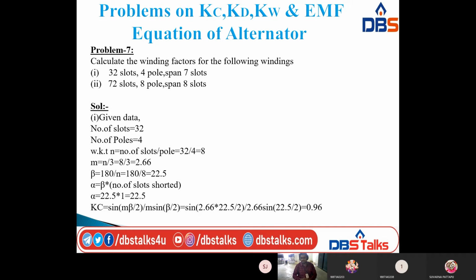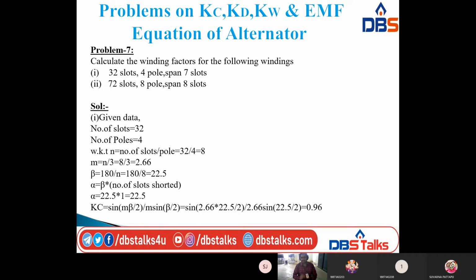That means distribution factor value, that is equal to sin m beta by 2 by m sin beta by 2. So from that one we have to calculate the m value. So here I am taking m is equal to n by 3. We know the pole pitch is equal to 8. So substitute that 8 value into this one. So m is equal to 8 by 3, that is equal to 2.66. And next we have to calculate the beta value, that is 180 by n. So that is equal to 180 by 8, is equal to 22.5 degrees.